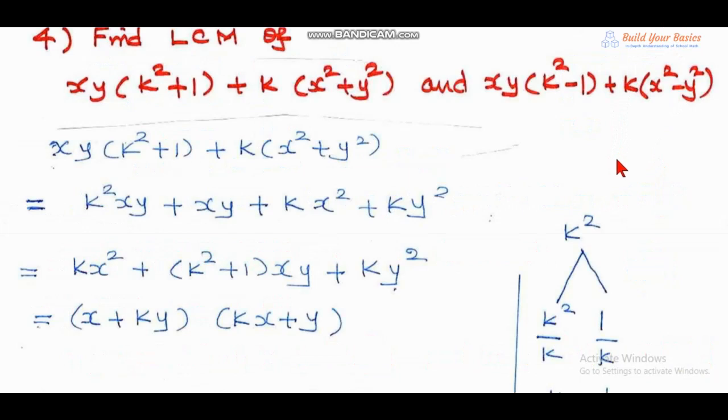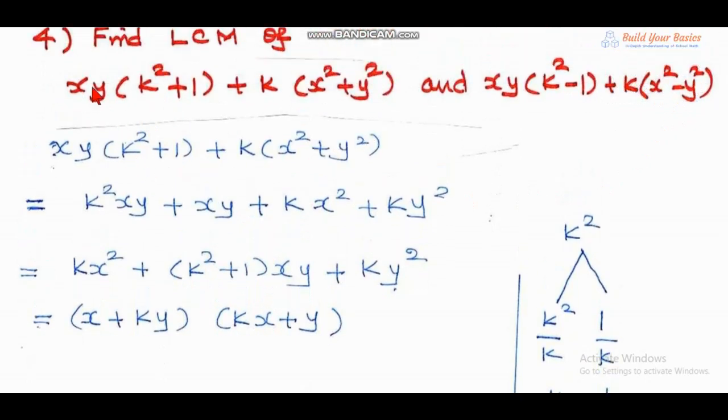Find the LCM of, question number 4. Unit exercise 3, question number 4. Find the LCM of xy into k square plus 1 plus k into x square plus y square, and xy into k square minus 1 plus k into x square minus y square.